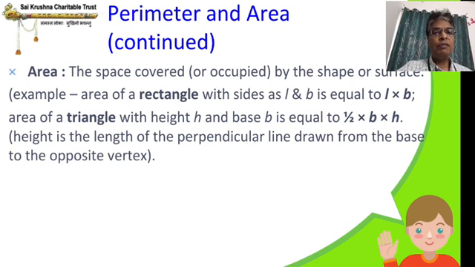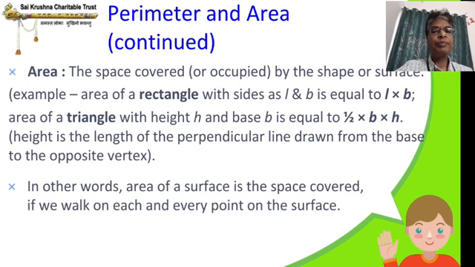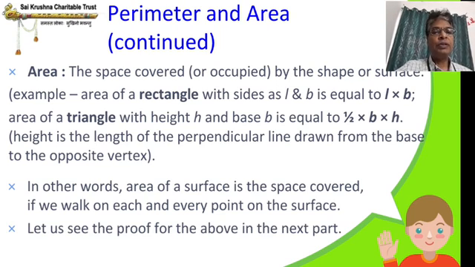So when we go forward, we will understand with practical examples the application of this formula. In other words, area of a surface is the space covered if you walk on each and every point of the surface. Let us see the proof for the above in the next part.